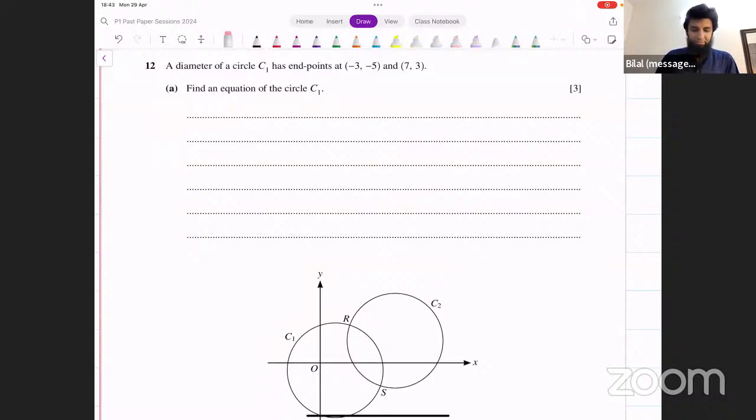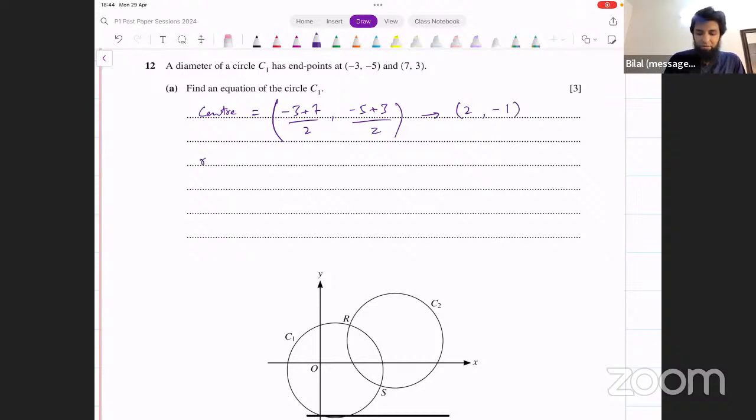Let's try this. It says the diameter of a circle C1 has endpoints at -3, -5, and 7, 3. Find an equation of the circle C1. Okay, so the diameter has these endpoints. Can we find the center of the circle? Center will just be the midpoint of the diameter. That will be -3 plus 7 divided by 2 and -5 plus 3 divided by 2. What does that give us? 2 and -1. Okay, these are the coordinates of the center.